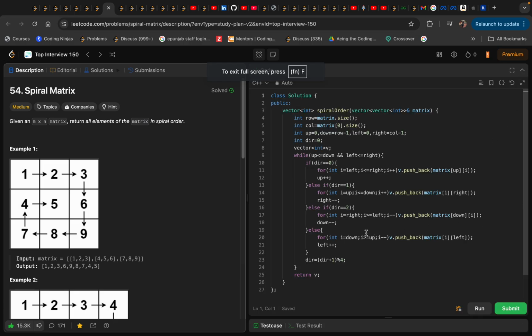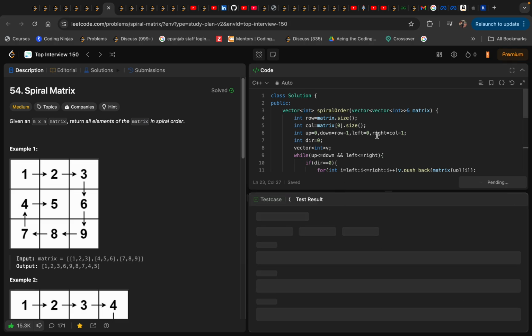So this is all about the code. Whenever I'm moving in my direction number 0, I'm taking a traversal from left to right, pushing all those elements in my answer matrix. As I've already covered the first element of my next iteration, I'm simply incrementing or decrementing the values accordingly, and I'm keeping track of my directions using this formula, direction plus 1 modulo 4. And now let's run this code.